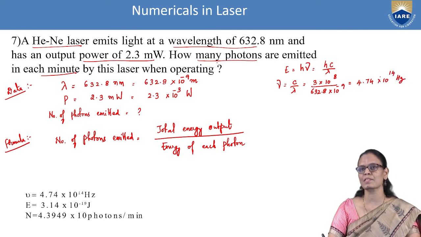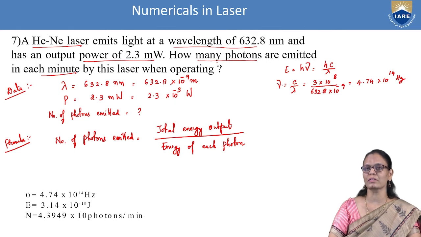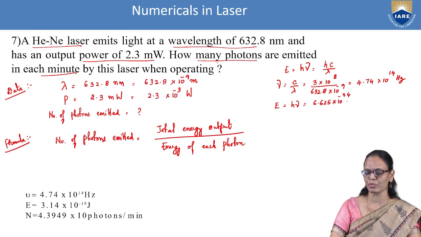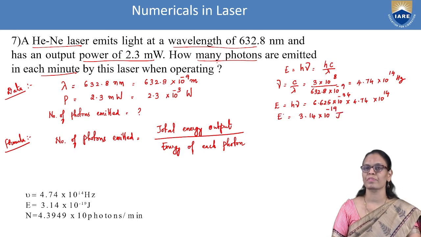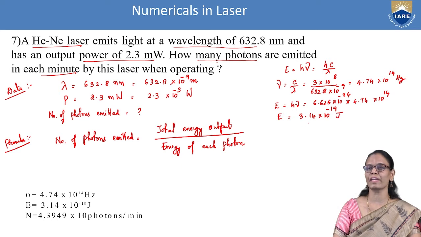The frequency is expressed in hertz. So once we get nu, we can find the energy as h nu. H is a constant, the Planck's constant, 6.625 into 10 power minus 34 into 4.74 into 10 power 14. So this gives the energy as 3.14 into 10 power minus 19 joules. That is the energy of each photon. Now total energy output.